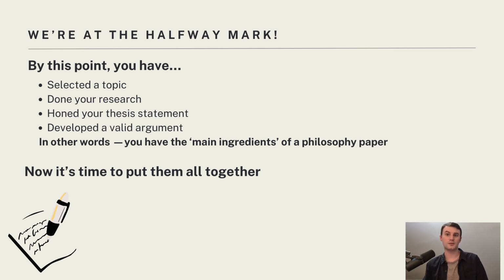We are at the end of the planning and preparation stage, and we're now about to enter what we could call the drafting stage of writing a philosophy paper. By this point, you have selected a topic to write about, done your research, honed your thesis statement, and developed a valid argument in defense of your position. You have, in other words, the main ingredients of a philosophy paper. So now it's time to mix them all together.